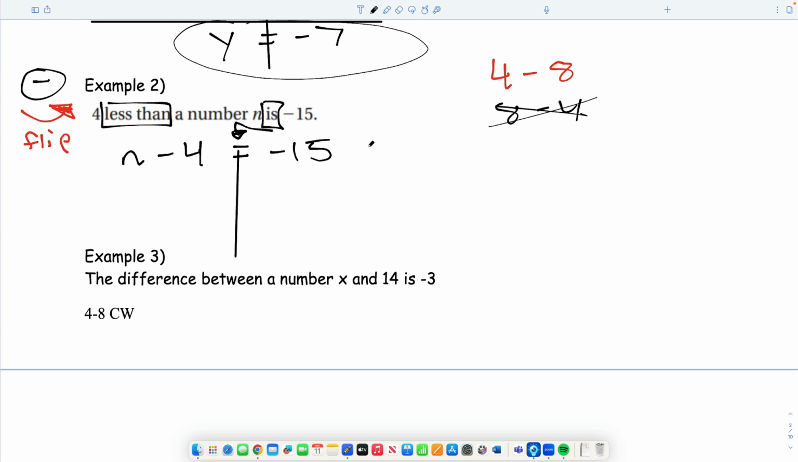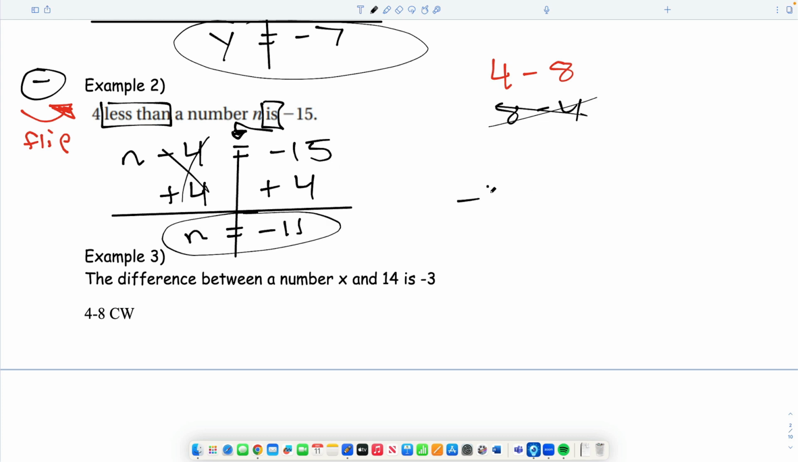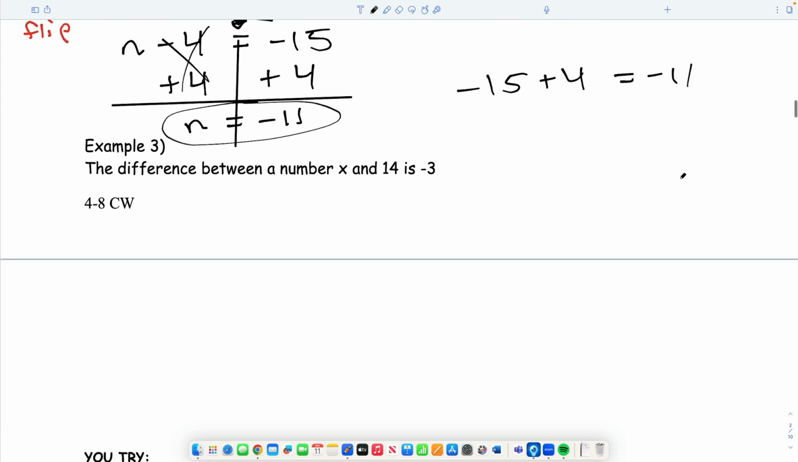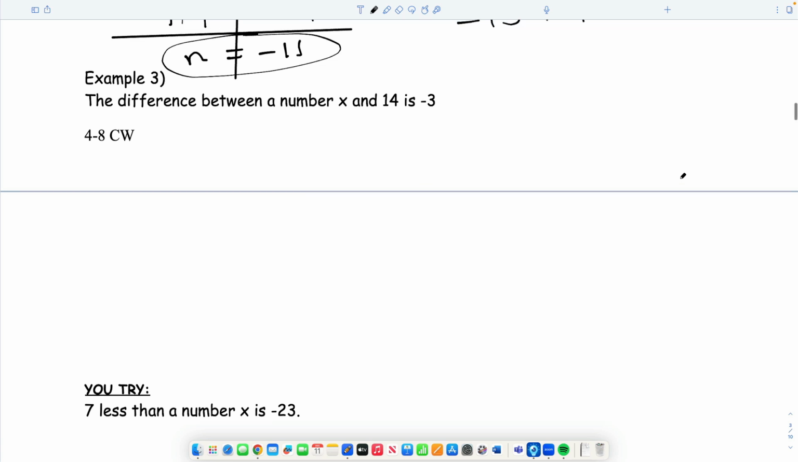Kiara, what do I do for the first step and only step? How do I kick out the negative 4? What's the opposite of subtracting a 4? So let's add what number? Good. And if I do it to one side, I have to do it to the other. So let's do that. Charlie, what's the answer got to be? Negative 11. You got it. 15 bad guys, 4 good guys. The 15 wins.